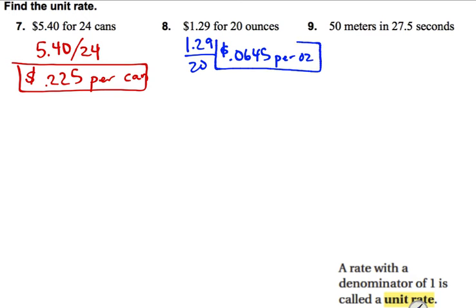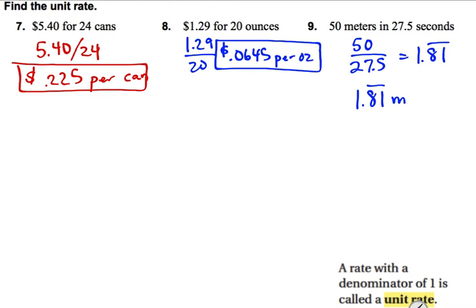So $0.0645 per ounce. That's almost 6.5 cents an ounce. 50 meters in 27.5 seconds. So we take 50 and divide by 27.5, and we get 1.81 repeating. So that's 1.81 meters per second, and that's often abbreviated as m/s.